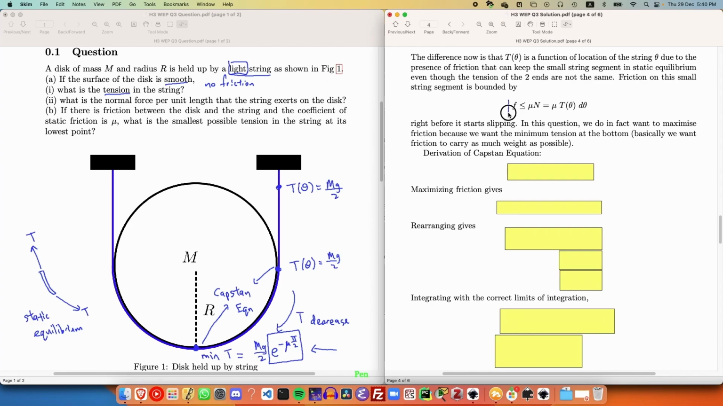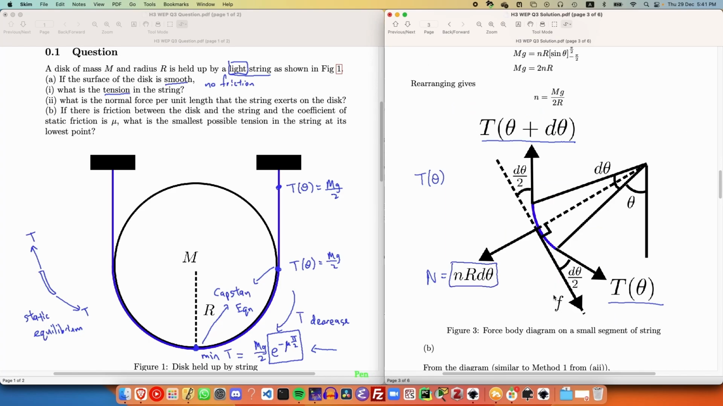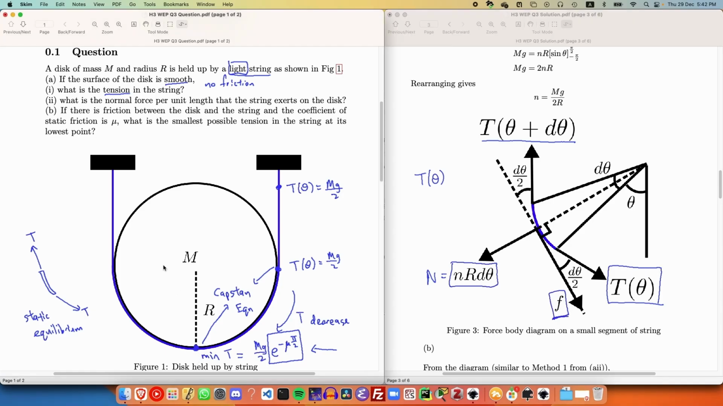And it's important to note that friction in general is less than or equal to mu n. Friction is not always equal to mu n, and I'll explain the nuances of friction in another video. In this question though, we want to maximize friction because we want the minimum possible tension to be at the bottom. In other words, if we look at this force body diagram, we see that the larger the value of the friction, the smaller this T theta needs to be while maintaining everything in static equilibrium. This means that when we maximize friction, then T theta at the very bottom over here can be the smallest possible tension, as we want it in the question.